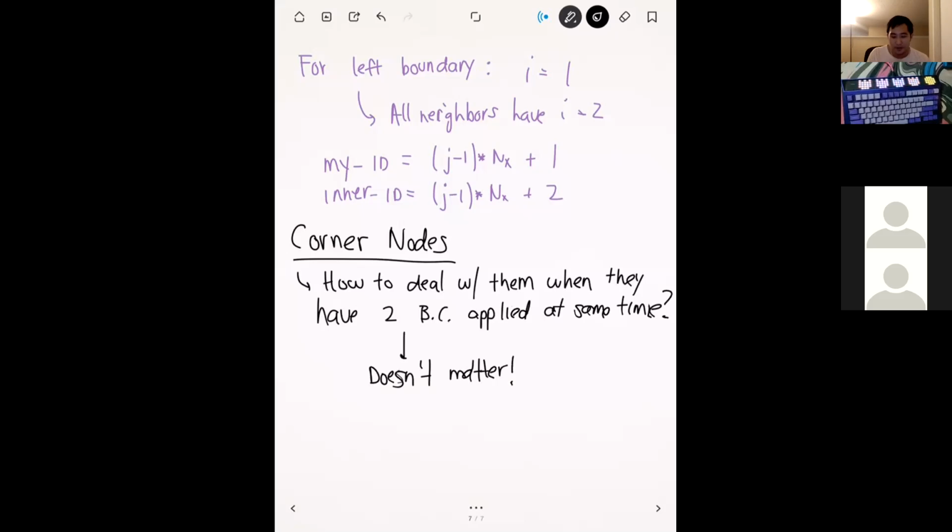Right. So the short answer to this is that it doesn't matter. It only half matters, right? And the reason it doesn't really matter is because those corner nodes never participate in any of the finite difference equations.